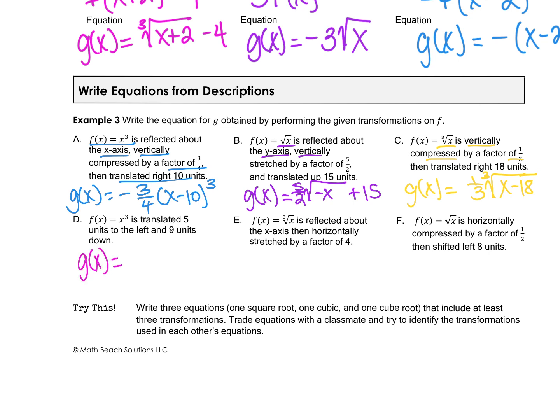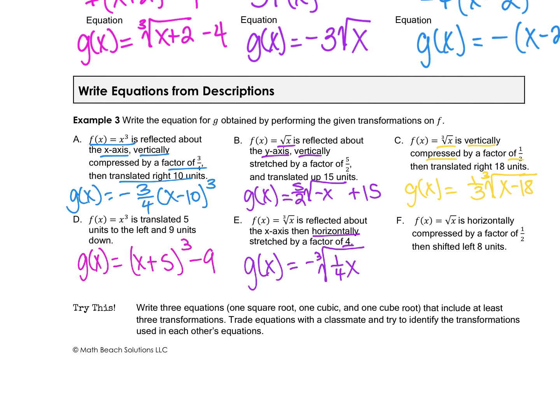So part D, you should have got x in parentheses plus 5, cubed, and then minus 9. Part E, you should have got negative on the outside and then a cube root of 1/4 x, because remember horizontally it's always the opposite. Instead of 4, you're going to put 1/4.